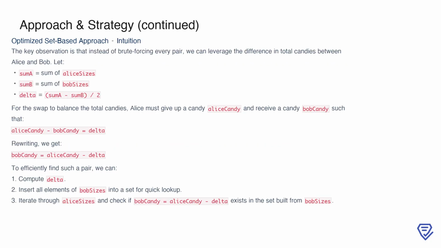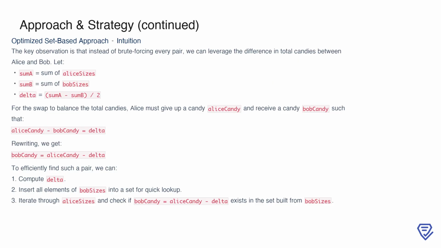To improve upon the brute force method, we can use an optimized, set-based approach. The key insight here is that instead of comparing every possible pair, we can use the difference in total candies between Alice and Bob to narrow our search. Let's define sumA as the total candies Alice has, sumB as the total candies Bob has, and delta is half the difference between these two sums. For a successful swap, Alice needs to give up a candy, aliceCandy, and receive a candy, bobCandy, such that the difference between them equals delta. Rearranging this, we find that bobCandy must equal aliceCandy minus delta. Using this relationship, we can streamline the process.